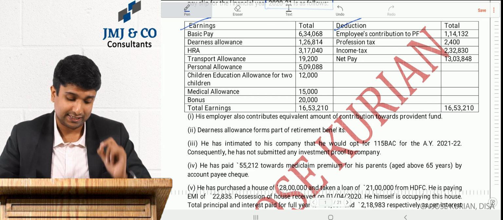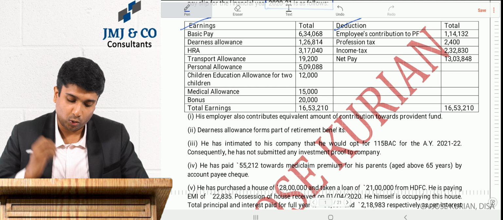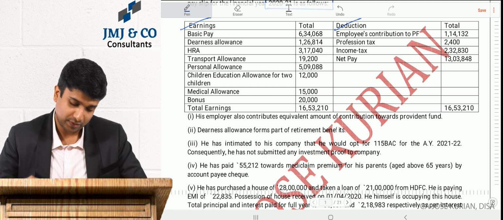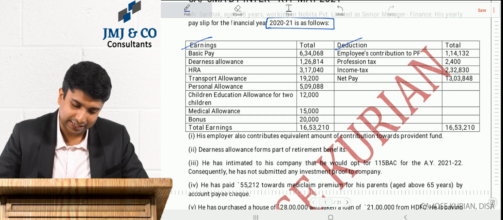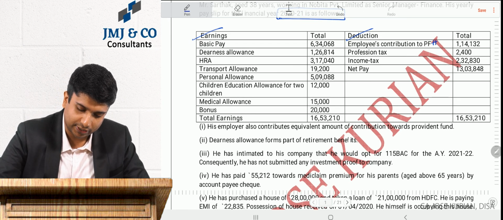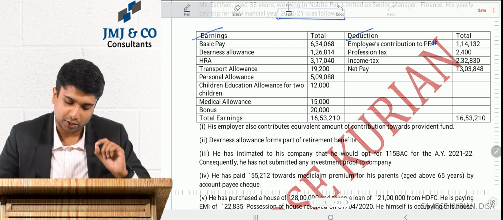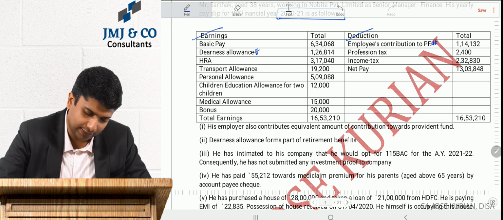So starting with the first additional information, his employer also contributes an equivalent amount of contribution towards Provident fund. So it is in relation to Provident fund. So I'll put a tick mark on this particular Provident fund area. Then dearness allowance forms part of the retirement benefit. So it is in relation to DA.